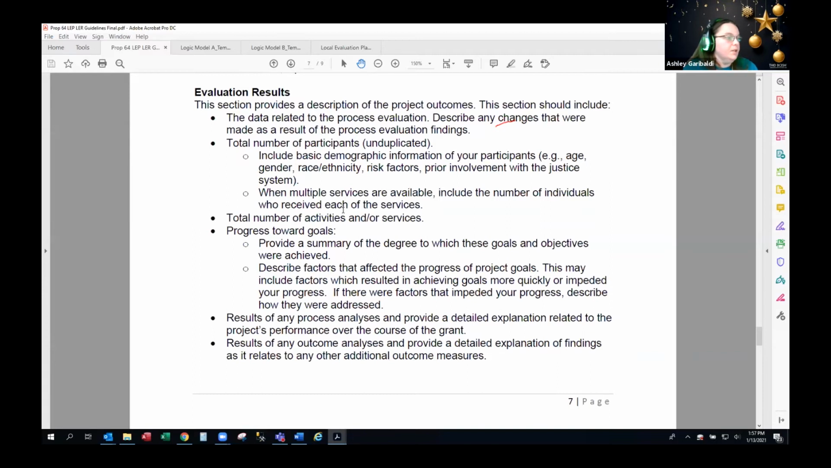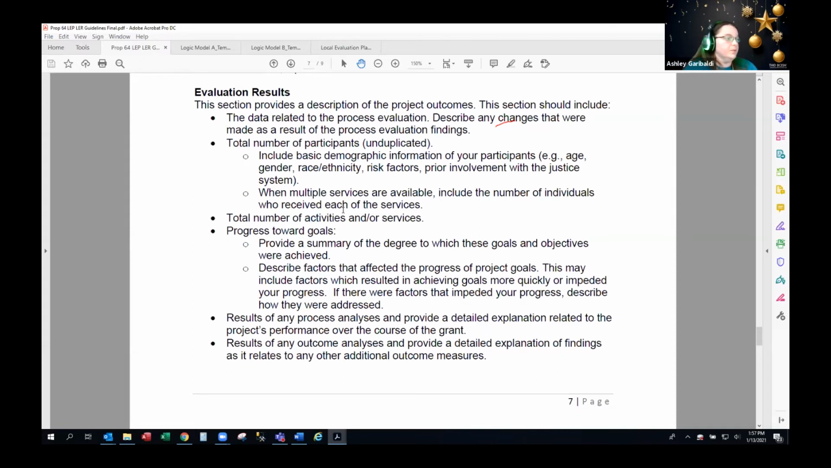So, we did 150 inspections, or we went to a certain number of dispensaries, or we did a certain number of educational events to youth versus retailers versus distributors. And then we did code enforcement, et cetera. It goes on and on. And then, of course, the degree to which the goals and objectives were achieved, and then the factors that affected the progress of project goals.